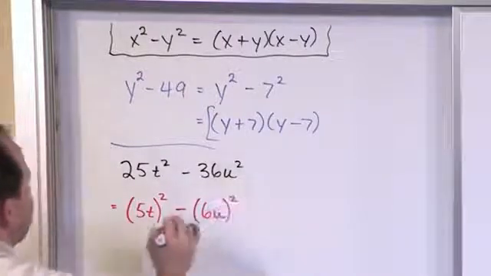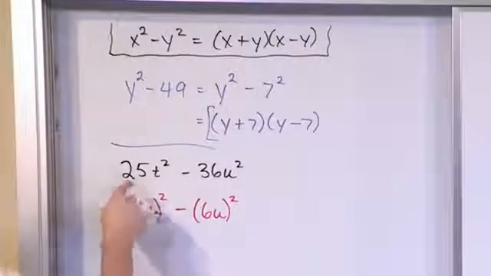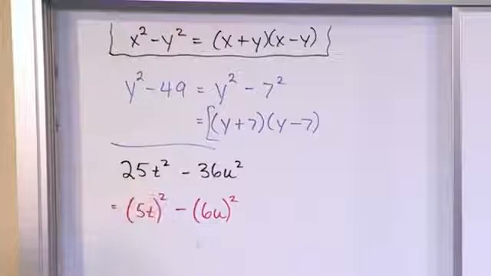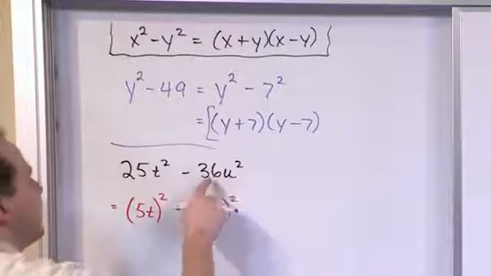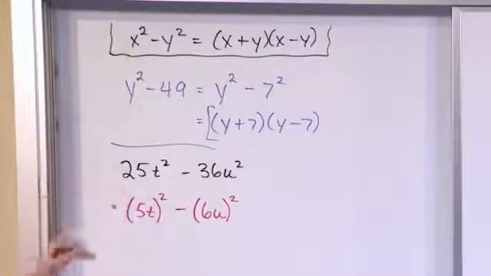6u all squared. Because this square, since it applies to everything inside, is going to go to the 5, making 25. It's going to go to the t, making t squared. This one's going to go to the 6, making 36. It's going to go to the u there. So basically, these two things are exactly equivalent to one another.